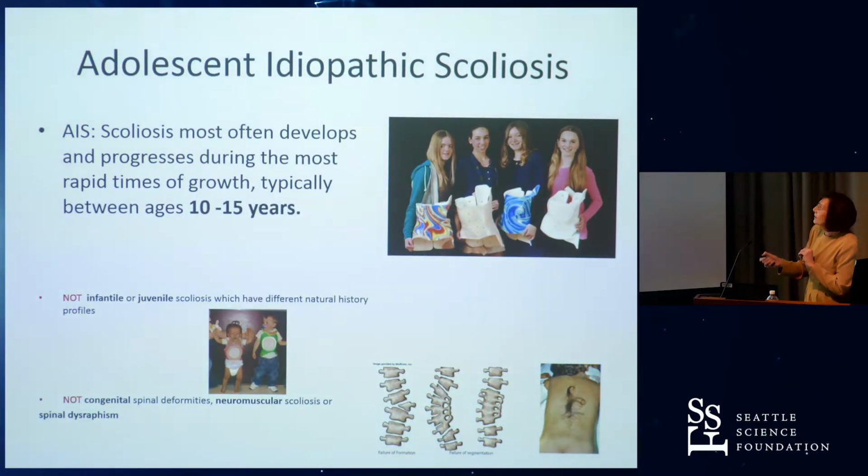We are going to be focusing on adolescent idiopathic scoliosis, which is a developmental change in the spine that develops and progresses most rapidly during the most rapid times of growth, the adolescent growth spurt between ages 10 and 15. We're not going to be talking about infantile or juvenile idiopathic scoliosis. Those have a very different natural history, particularly infantile, where you might be treating with casts and things. And we're not going to be talking about congenital spinal anomalies or neuromuscular anomalies or spina bifida, but our standard patient, which is by and large female, by a long way.